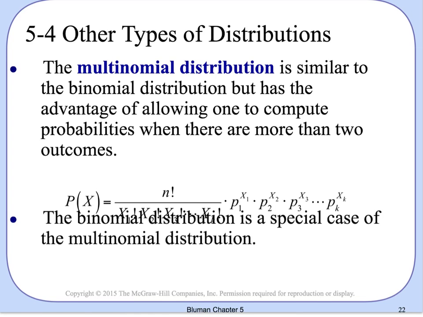All right, so section 5.4 has other distributions. We're going to talk about 4 other ones, but for this little video, we're just going to do one. We're just going to do the multinomial. The multinomial distribution is similar to binomial, but it has the advantage of allowing one to compute probabilities when there are more than 2 outcomes.